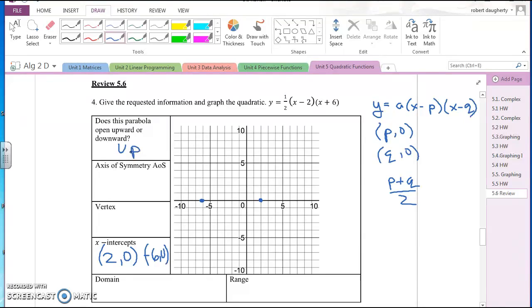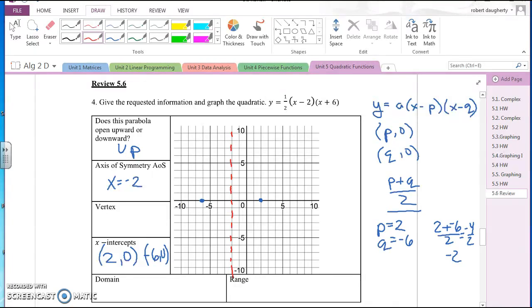So the axis of symmetry, I need to figure out what P plus Q over 2 is. So in this case, P is equal to 2, Q is equal to negative 6. So 2 plus negative 6 over 2, that is going to be negative 4 over 2. That is negative 2. So my axis of symmetry is x equals negative 2. So at negative 2, I can just graph this vertical line, and I know that is my axis of symmetry.